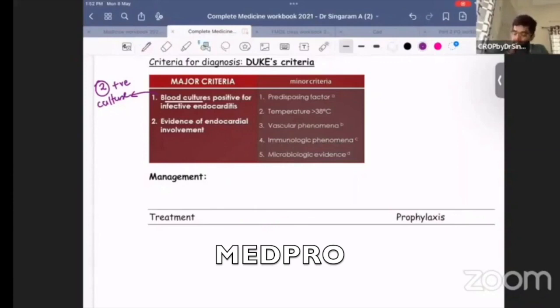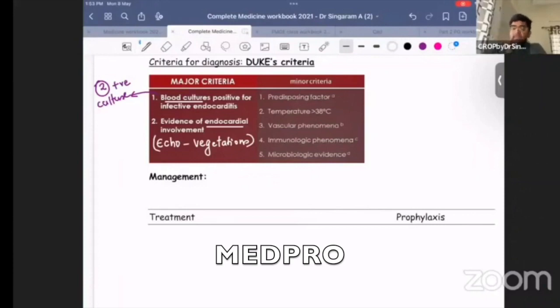What is the second thing you can see? Evidence of endocardial involvement. Of course, we are localizing the infection to the heart. So you should see something inside the heart. What investigation can you do to look for endocardial involvement? You can do echocardiography. And in the echocardiography, what are you going to look for? Of course, vegetation. These 2 are the major criteria. One is blood culture. Next one is the evidence of endocardial involvement, like vegetations on the heart. Other things are minor criteria.